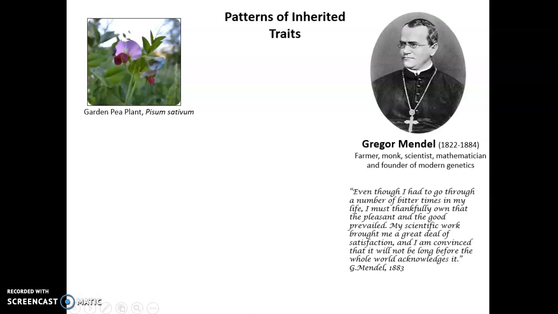Let's start with this guy right here named Gregor Mendel. He started out just an ordinary boy growing up on a farm. And then he became a monk, a scientist, a mathematician, and the founder of modern genetics. His background in science and mathematics and his background being a farmer led him to notice this garden pea plant. Garden pea plant is just an ordinary plant.